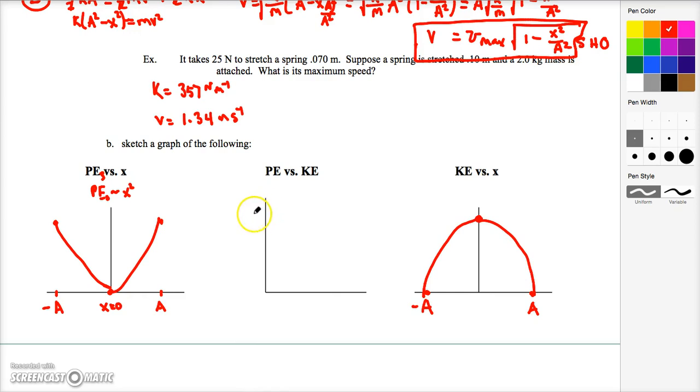So let's plot PES versus kinetic. When PES is at a maximum, KE is at a minimum, and vice versa. And we get a nice linear relationship. So that's all for now.